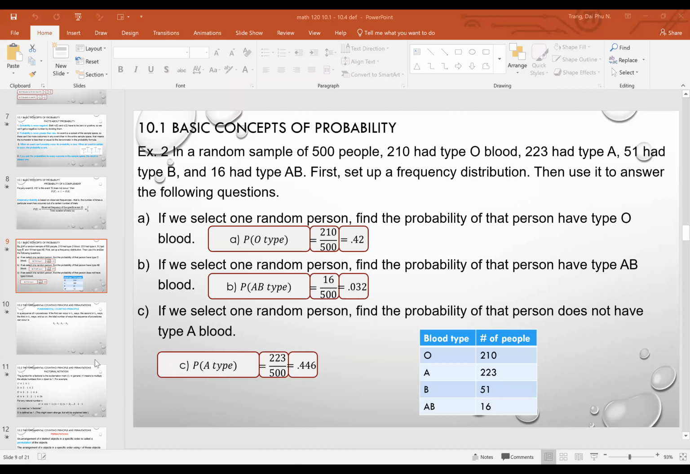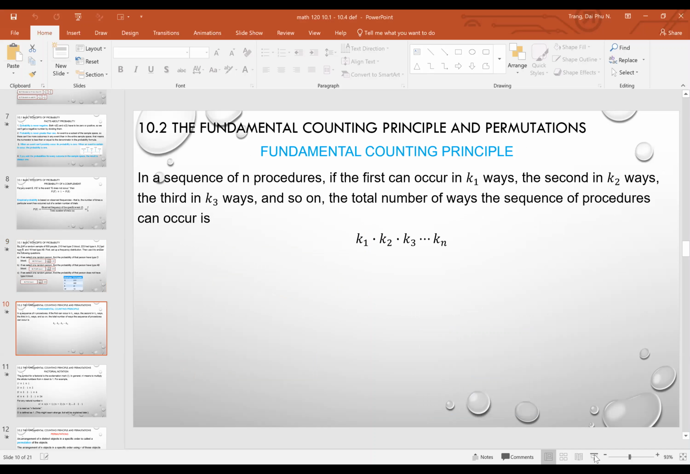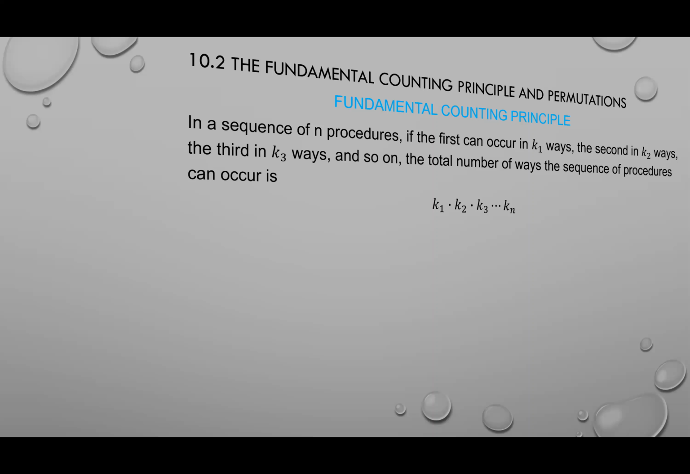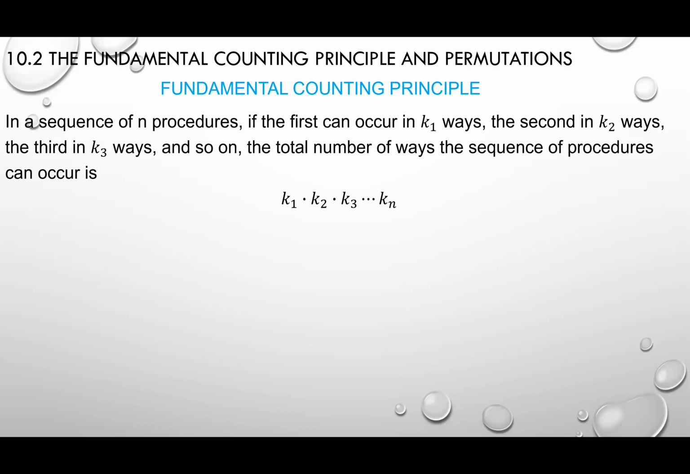So the last thing that I did not cover in terms of 10.2 is the fundamental counting principle. The fundamental counting principle basically tells you that if we have the total of each group, your K1, K2, K3, up to K to the N, where N is how many different groups you have, all you need to do is multiply them together, right?